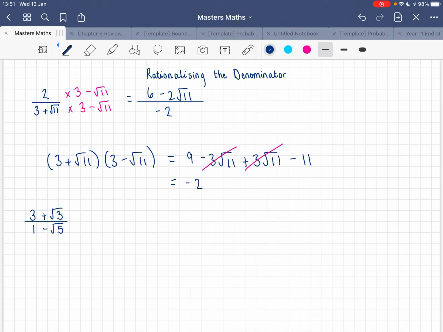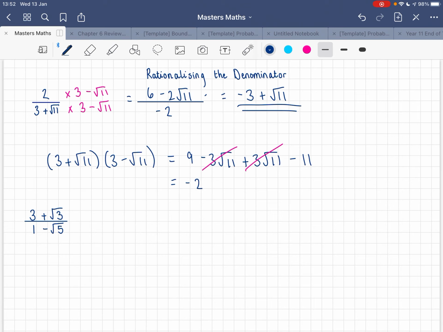So 6 divided by negative 2 is negative 3. And then negative 2 root 11 divided by negative 2 is just positive 1 root 11, because a negative times a negative gives you a positive answer. 2 divided by 2 is 1, and we've still got the root 11. And that's it. That is our final answer.